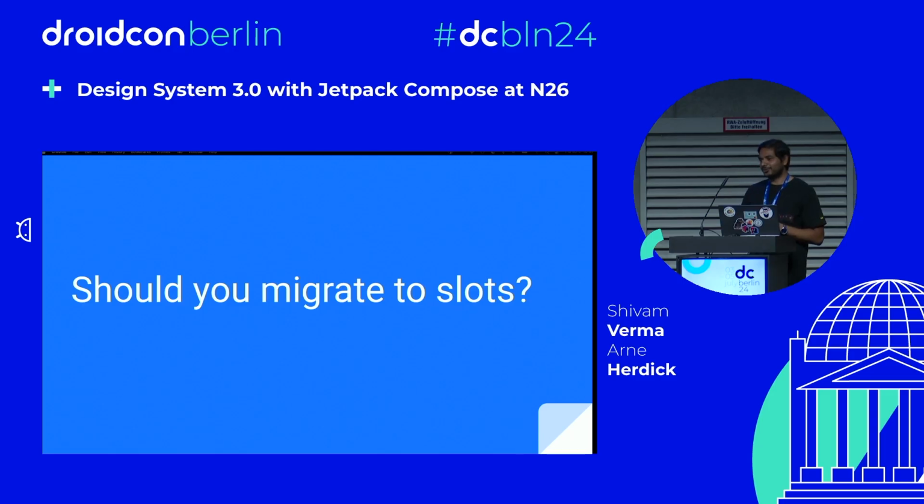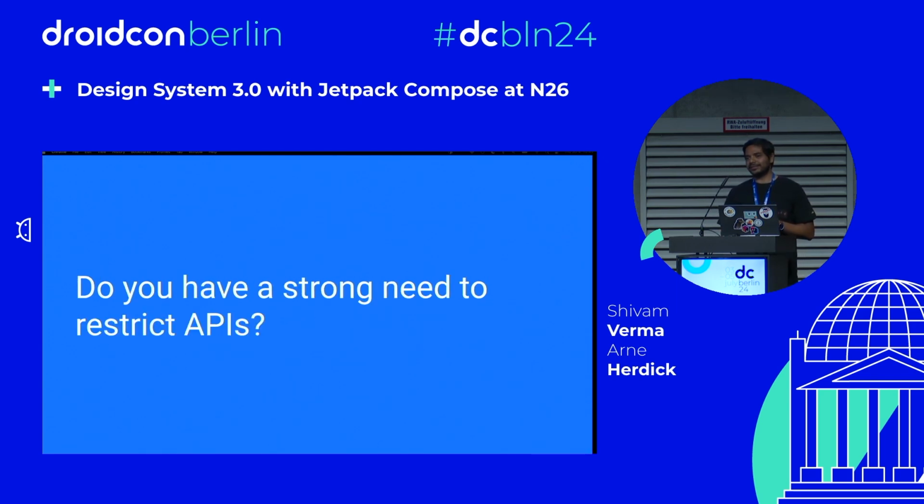So with all this information, should you migrate to slots? It depends, as with everything in software engineering. The first question to think about is, do you have a strong need to restrict APIs? With the view entity approach, you really restrict the APIs, and changes are much harder to implement. You should think about how your team processes are, what your product is like, and what kind of company setup you're working in. If your answer is yes, that you do need to restrict it, then slots might not necessarily be the best approach for you.